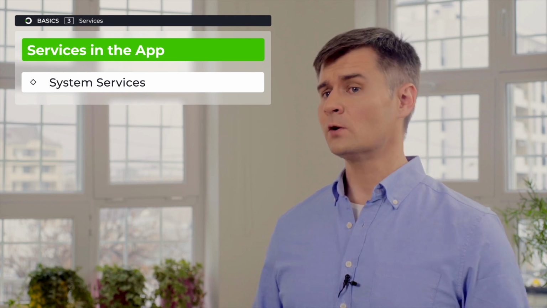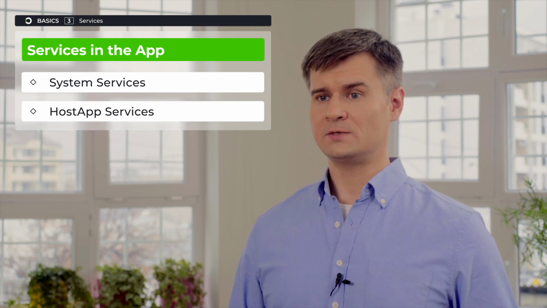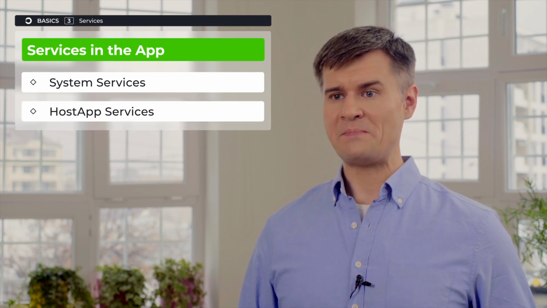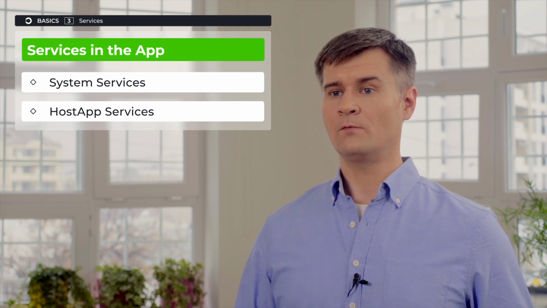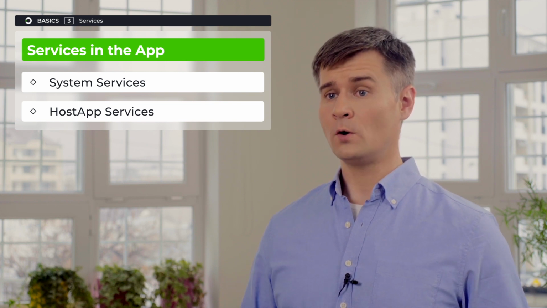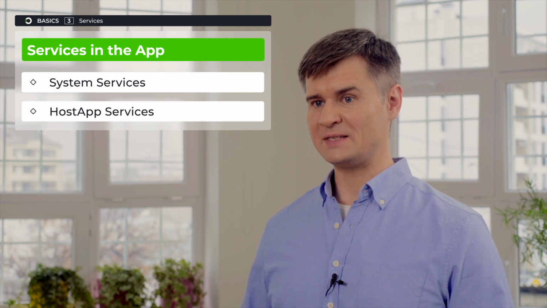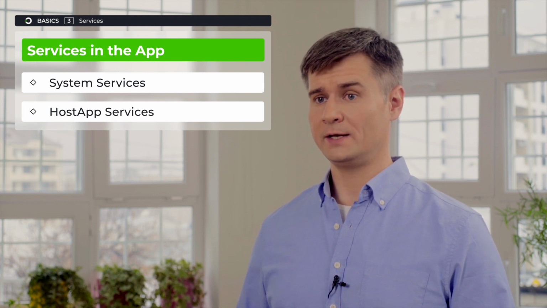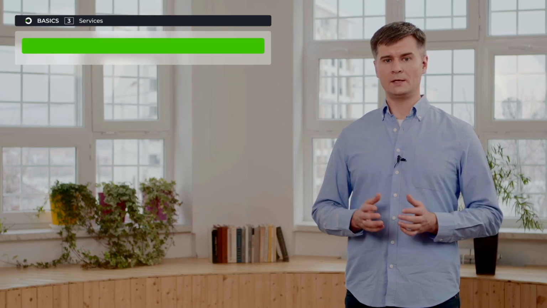When talking about services, it's necessary to distinguish two types of services: system services and HostApp services. System services provide platform-dependent file operations for the ODA platform, while HostApp services provide platform-specific file operations within the ODA platform. We will analyze the class hierarchy and similar things a little bit later. For now, we will pay attention to the following.